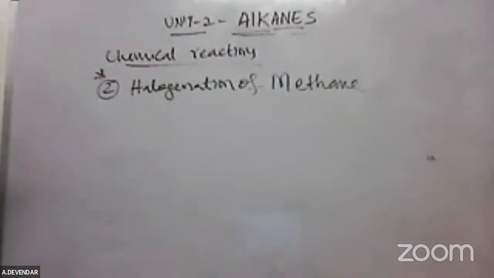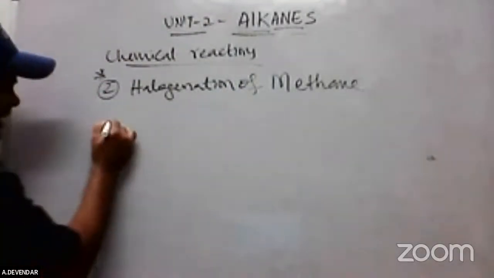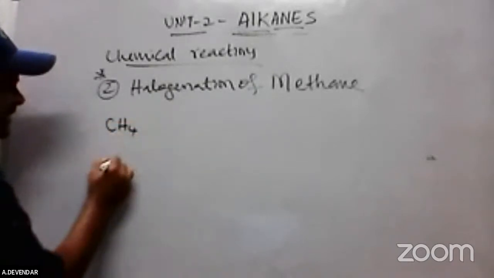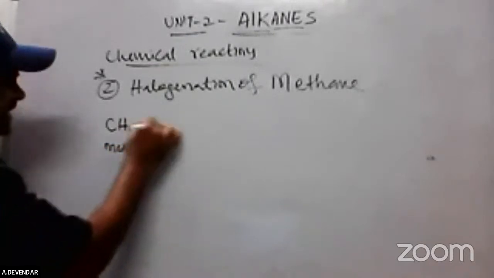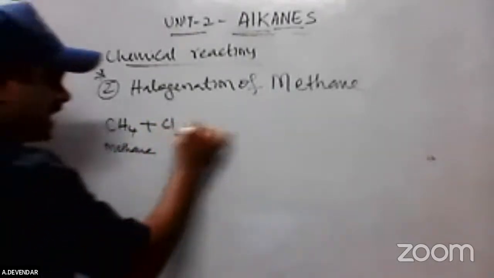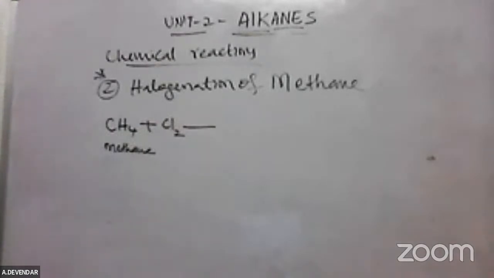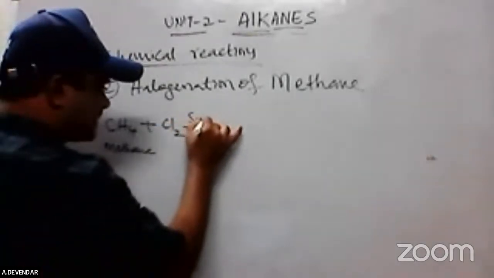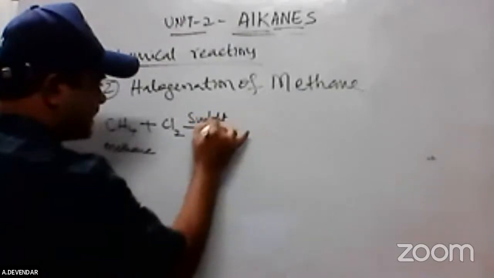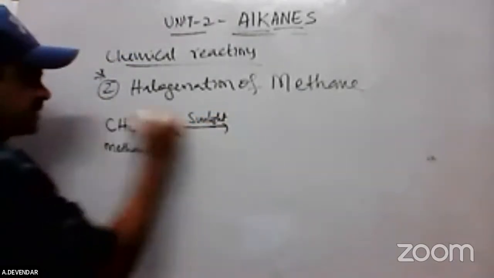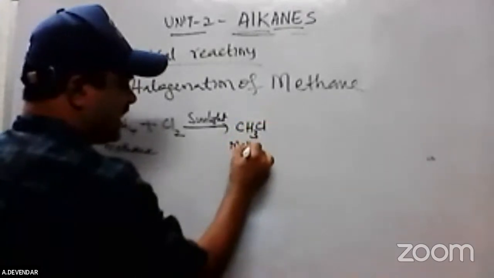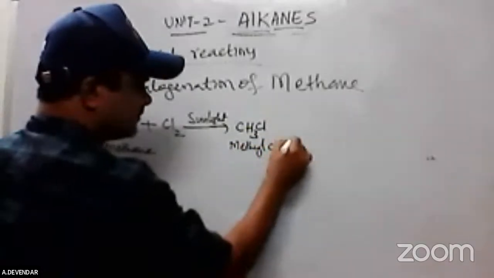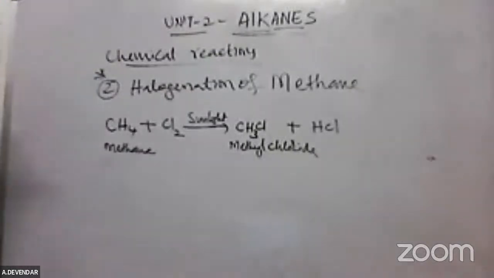What is the free radical mechanism? If you see this, methane is reacted with chlorine, a chlorine gas. Under normal conditions it does not react, but in the presence of sunlight only, chlorination takes place, forming CH3Cl. This is called methyl chloride. In the first step, methyl chloride and HCl are liberated.